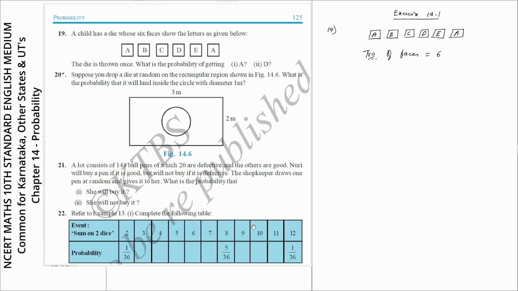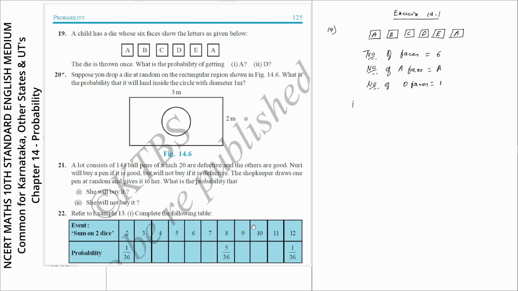So totally there are 6 faces. And what are the number of A faces? There are 2 A faces. And what is the number of D faces? Number of D faces is equal to 1. Only 1 D is there.